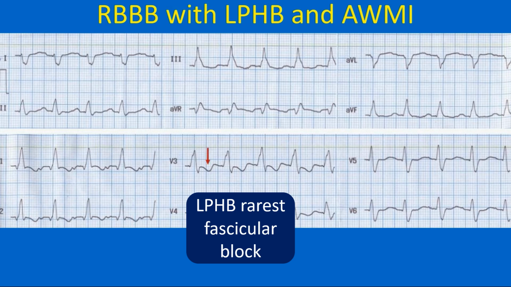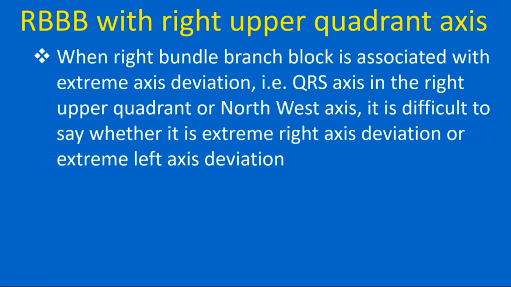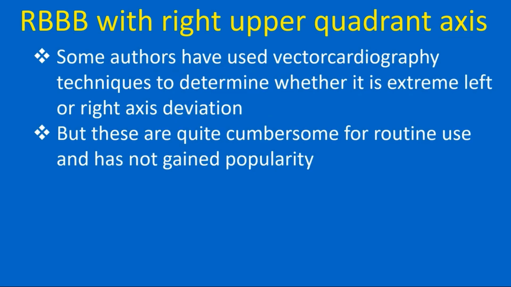The T-wave inversion in leads V1 to V3 could be explained either by the old myocardial infarction or by the right bundle branch block. When right bundle branch block is associated with extreme axis deviation, that is QRS axis in the right upper quadrant or northwest axis, it is difficult to say whether it is extreme right axis deviation or extreme left axis deviation. Some authors have used vector cardiography techniques to determine whether it is extreme left or right axis deviation, but these are quite cumbersome for routine use and have not gained popularity.